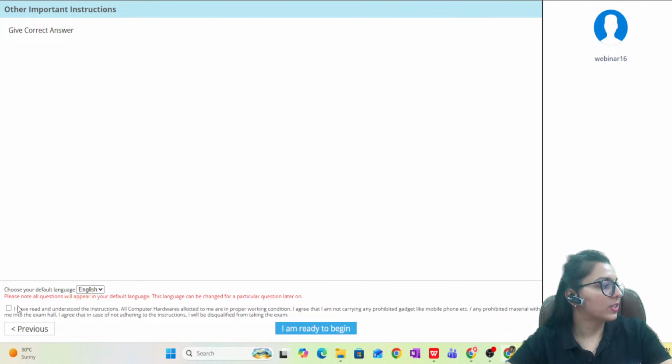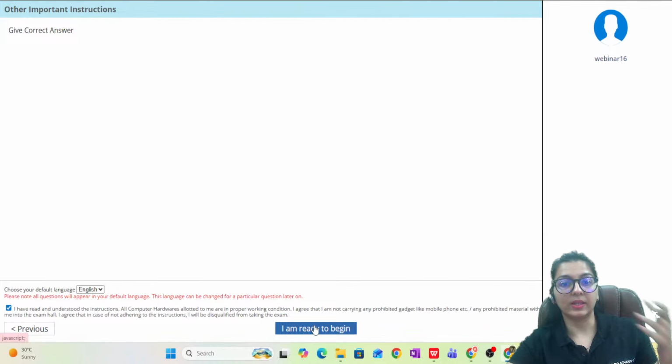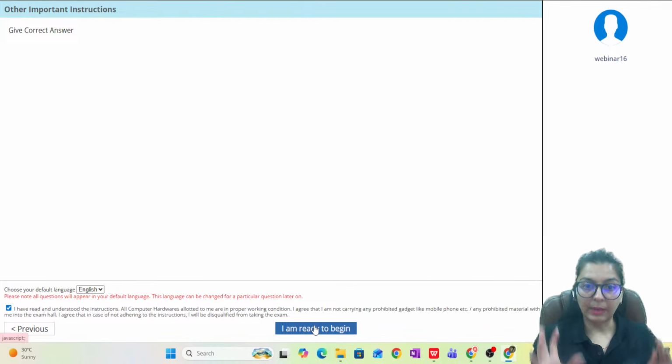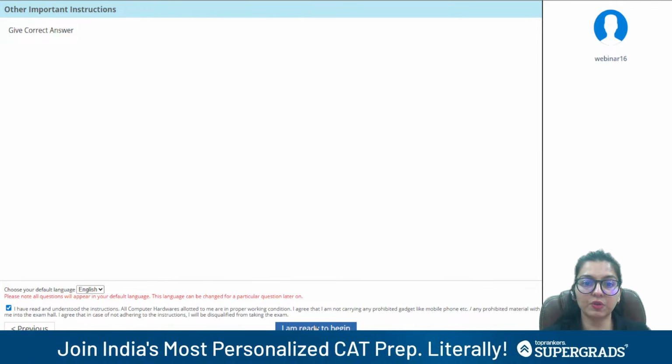Now, first things first, you are to adhere to all of the instructions that have been given out, and you have to do a default tick as to the fact that you've understood the instructions that are there. So it's a normal prompt that you have, which is just absolutely okay, and you don't have to worry about any of that. And then it says, I am ready to begin. Once you are ready to begin is when the real hustle starts. So calm yourself down before you begin. Take a deep breath. Know everything's just going to be all right.